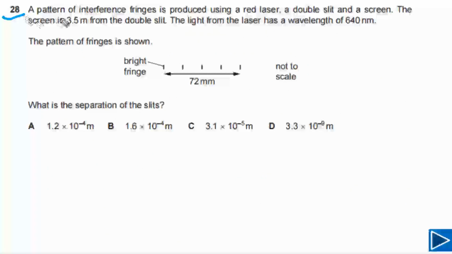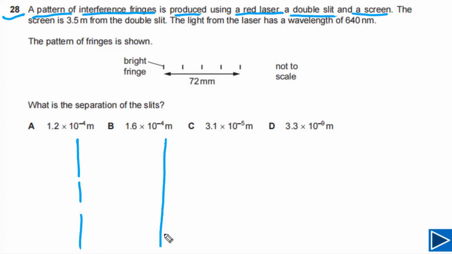For question number 28, it is given to us that a pattern of interference fringes is produced using a red laser, a double slit and a screen. So first of all, let's try to sketch the double slit. In this case, we have 2 slits and here is 1 screen. We will have 1 center maxima, which will be equal to 0. Then we will have another intensity maxima, n equal to 1. So this is another bright fringe, and another bright fringe after this one, so this is n is equal to 2.